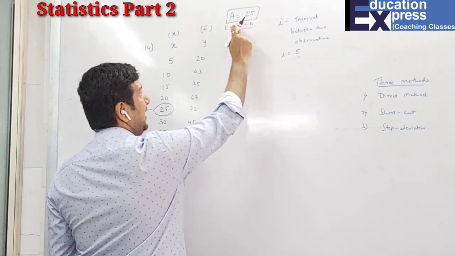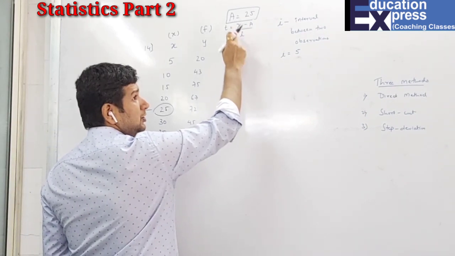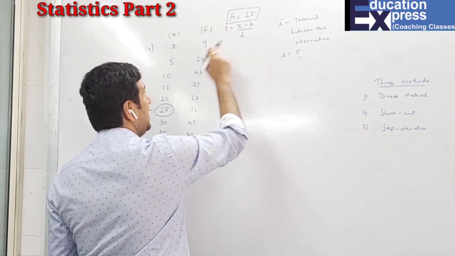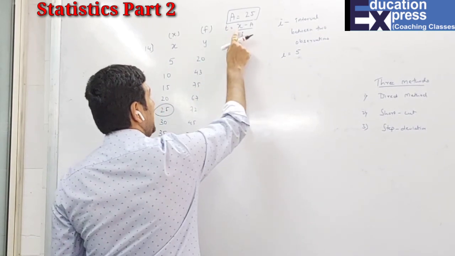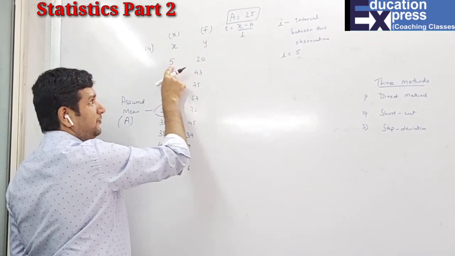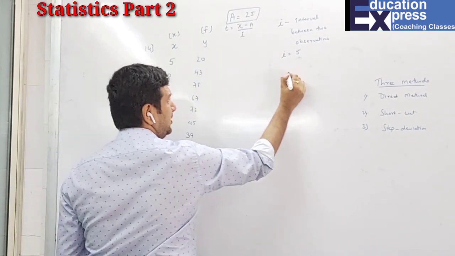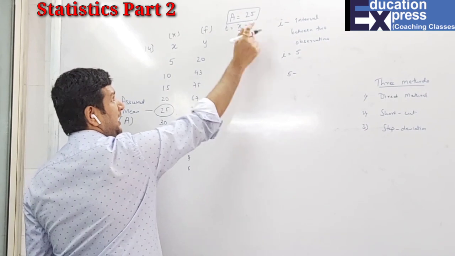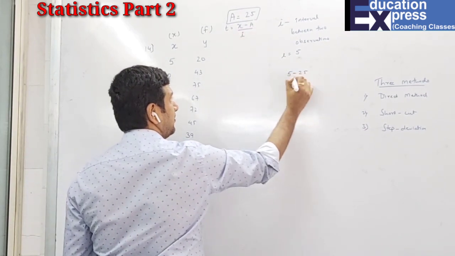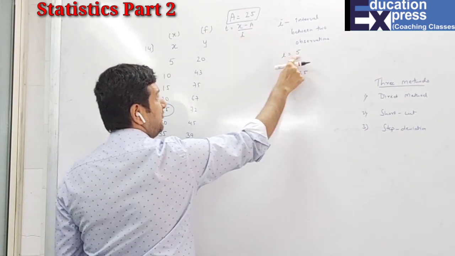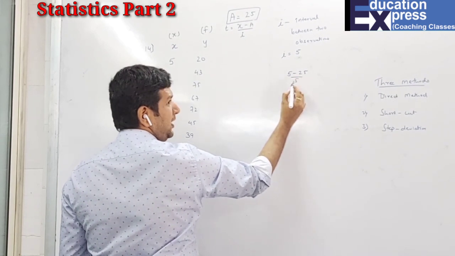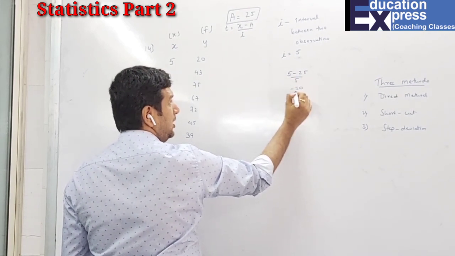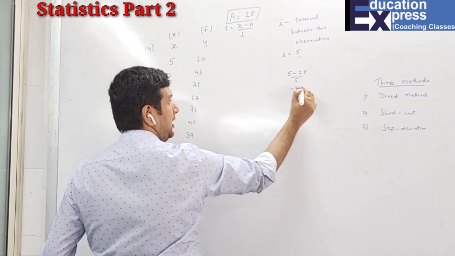So now we have x, we have A, and we have i. We have to substitute and get the answer for each. First, x is how much, students? 5. I'll write over here for the first case, x is 5. Then A is 25, upon the class interval i, which is how much? 5. So 5 minus 25, students, is minus 20, upon 5, and that will be minus 4.